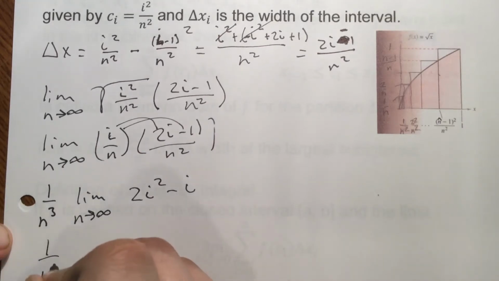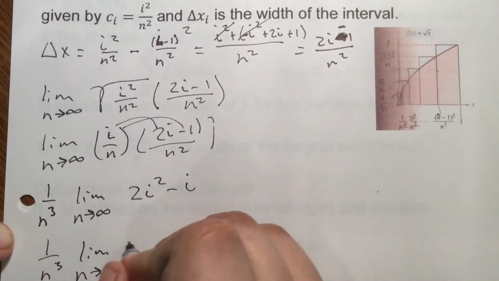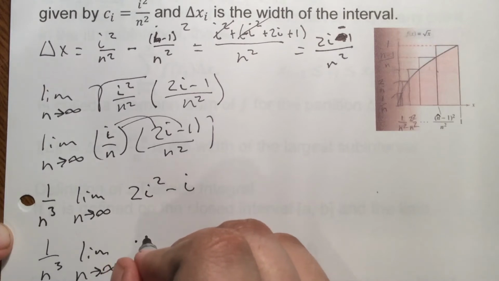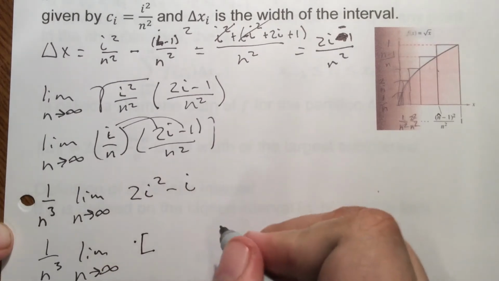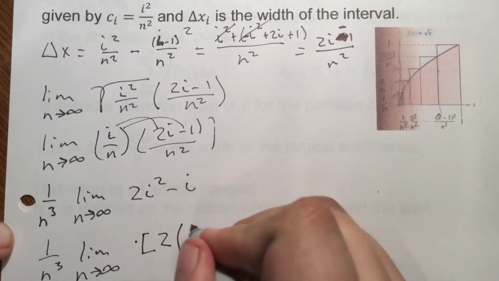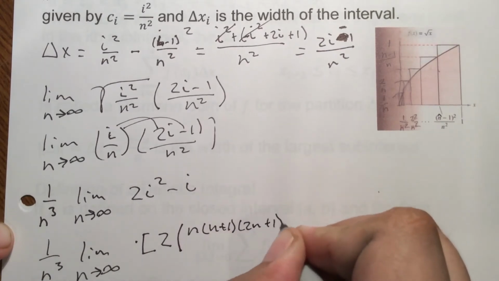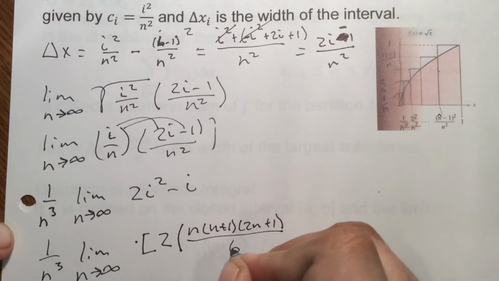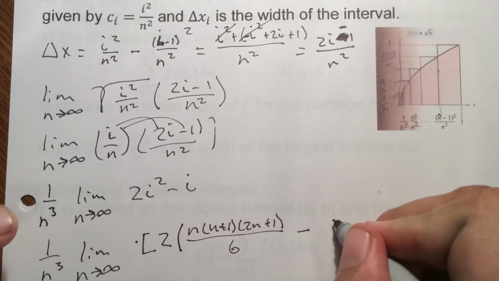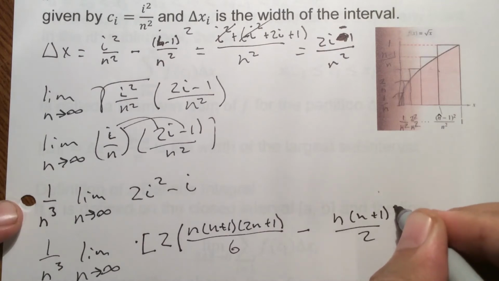So 1 over n cubed, limit as n goes to infinity of, we would have a bracket here, 2 times the sum of i squared, which goes to n times n plus 1 times 2n plus 1 over 6, minus the sum of i, which just goes to n times n plus 1 over 2.